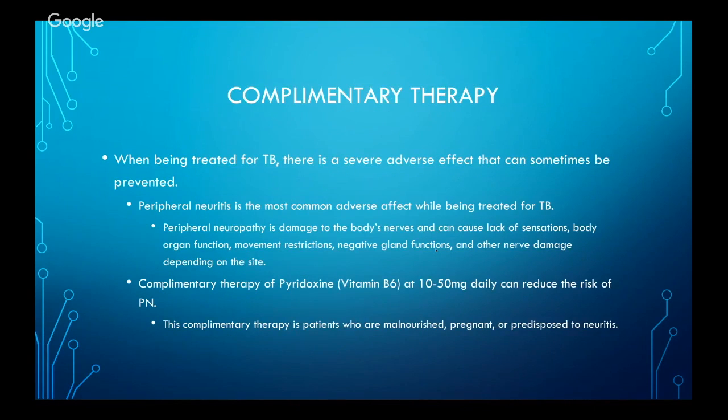Complementary therapy of pyridoxine at 10 to 50 milligrams per day can reduce the risk of developing peripheral neuritis. Peripheral neuropathy is damage to the body's nerves and can cause lack of sensation, body organ function problems, movement restrictions, negative gland functions, and other nerve damage depending on the site.